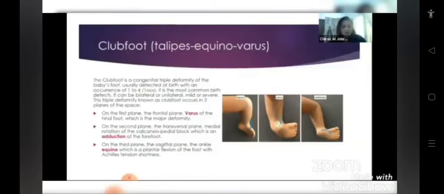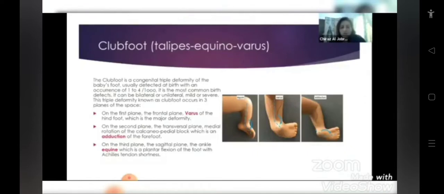So clubfoot is a congenital triple deformity of the baby's foot, usually detected at birth, with an occurrence of 1 to 4 per 1,000. It is the most common birth defect. It can be bilateral or unilateral, mild or severe.